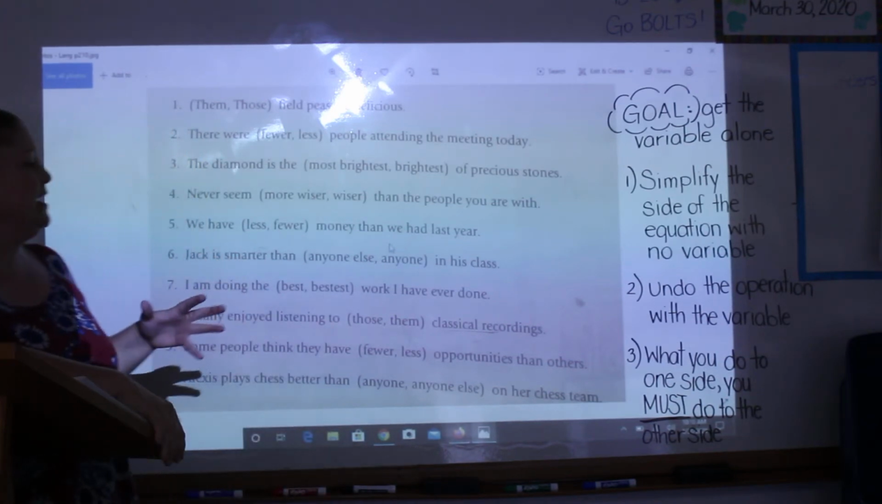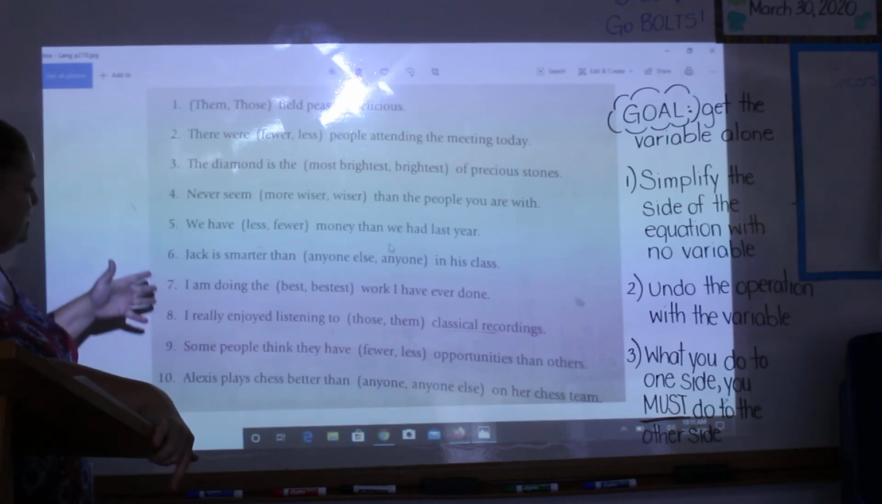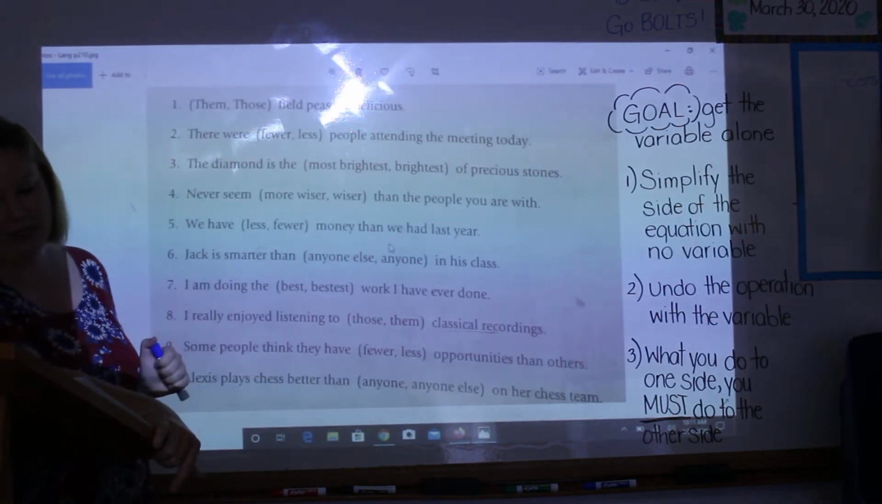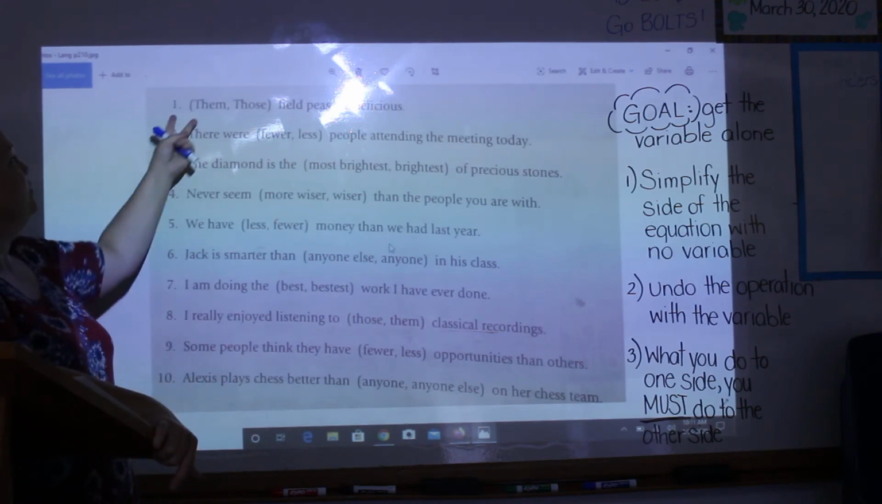So now taking that information, let's look at crossing out the incorrect form in these parentheses. We just went over this.